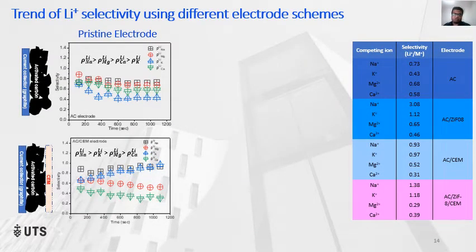And now, if we look into the selectivity trend of lithium in the pristine electrodes, you can see for the AC electrode, the selectivity reduced while the competing ions were in the sequence of sodium, magnesium, calcium, and potassium. On the other hand, for the commercial chem electrode, the sequence was sodium, potassium, magnesium, and calcium. Perhaps the high charge density of lithium played a part in increasing the selectivity a little compared to the AC electrode for the commercial chem electrode. However, in all cases, the lithium selectivity was well below 1.